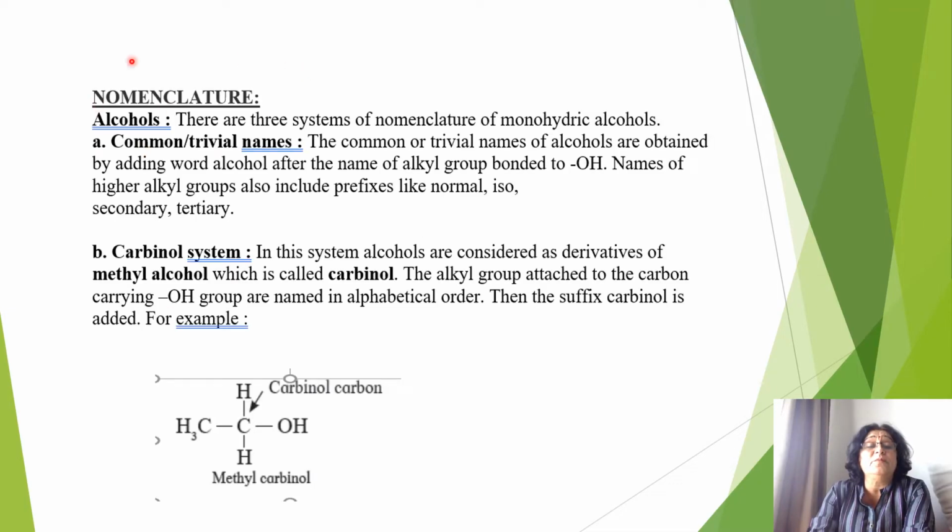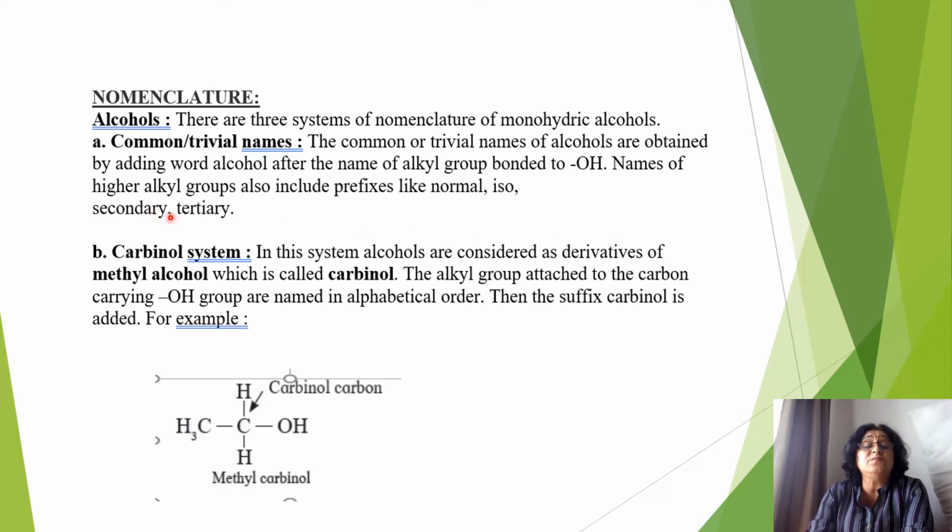Now we'll be studying the nomenclature of alcohols. There are three systems of nomenclature of monohydric alcohols: the common system, the carbinol system, and the IUPAC system. In the common names, the common name of an alcohol is written by adding the word alcohol after the alkyl group bonded to OH. So if CH3OH, the alkyl group is methyl, so methyl alcohol. C2H5OH is ethyl alcohol.